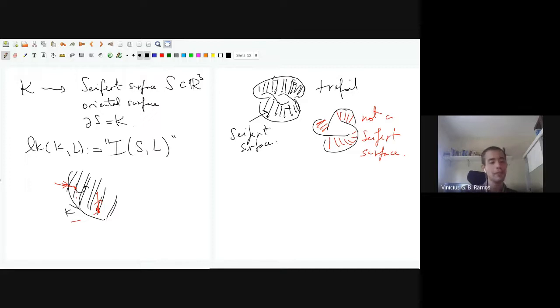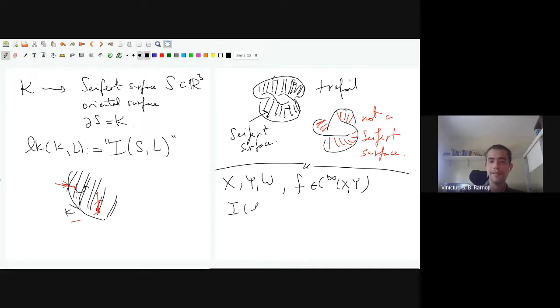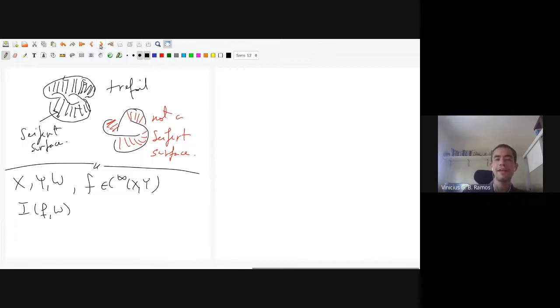Okay, so let's go back to what we had. We had defined intersection numbers: we had our X, Y, W with the conditions before, and then a smooth function f from X to Y, and we defined the intersection number of f and W. Okay, and we can do lots of things with it, but now I want to talk about degrees a little bit. The degree is a specific kind of intersection number.